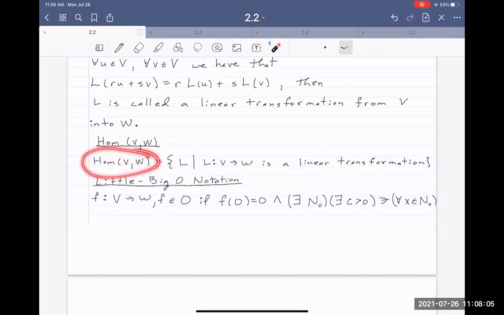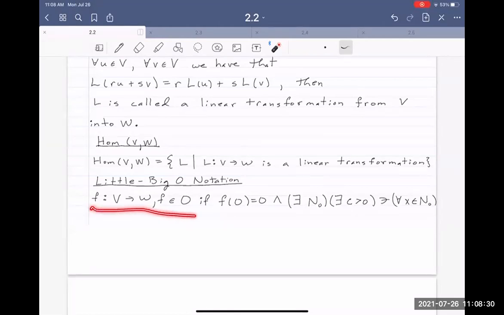So sometimes we use that because we're lazy and we don't want to write this whole phrase down. And we just say, well, that L be a member of this set. The little o and big O notation. So we've seen this before. Well, we've seen the little o. So let me tell you little o and big O.